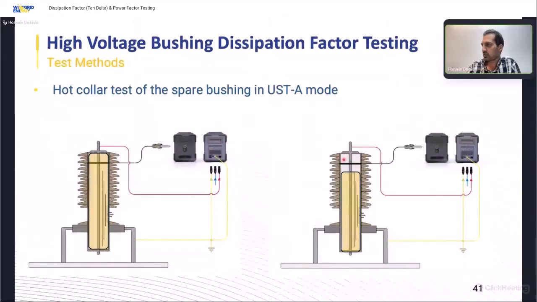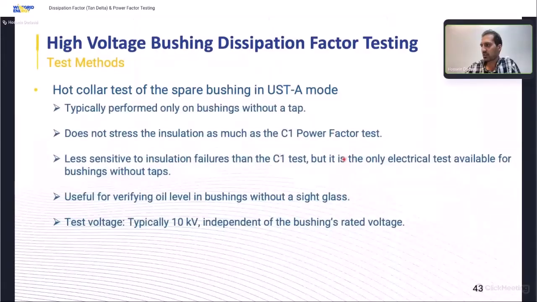Especially in the hot collar test, we measure active power, and the active power should be lower than 0.1 watt. I will explain it in the next slide. So the hot collar test helps us to find out any leakage inside of the bushing. Typically, we can also use it for bushings without a test tap. It doesn't stress the insulation as much as the C1 test. Also, it's less sensitive to insulation failures than C1.